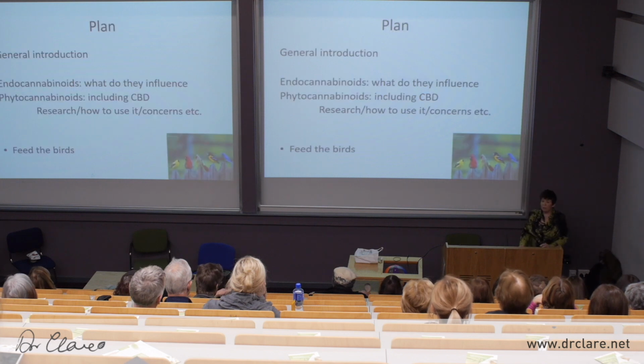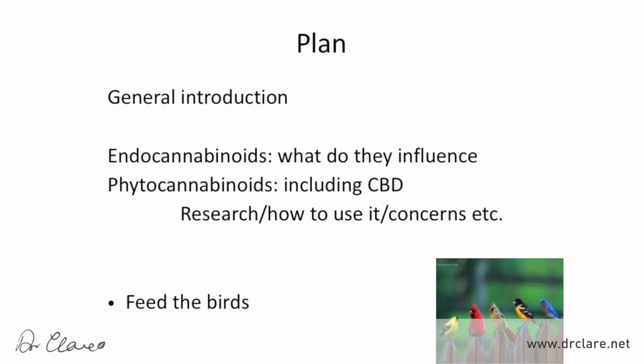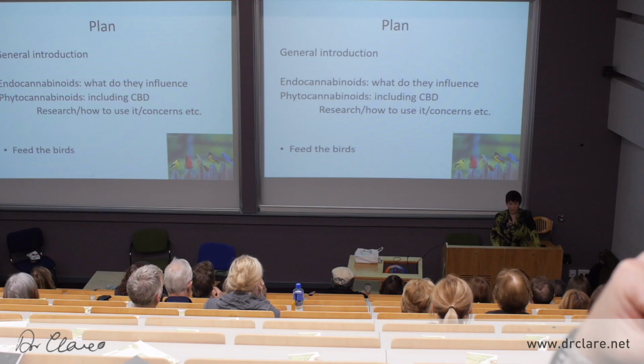Cannabinoids. So I'll tell you what the plan is. I'll do a general introduction, and then there are various kinds of cannabinoids: endocannabinoids, which are our own cannabinoids and what they influence, and then phytocannabinoids, which includes CBD. So it's only one of a whole group of cannabinoids, and it's research on how to use it and what any concerns might be about it. And then at the end, we'll feed the birds.